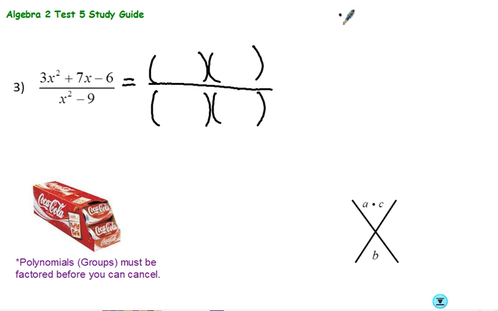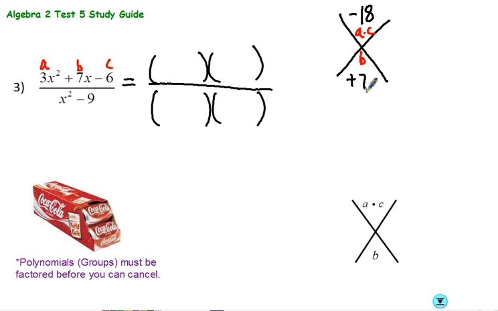So for 3x squared, what I'm looking for is that I'm taking a times c. So here's my a, b, and c. Remember, what goes on the top is a times c, and then what goes on the bottom is the b. Well, a times c would be 3 times negative 6, which would be a negative 18. And what goes on the bottom is the b, which would be a positive 7. And then we're looking for two numbers that multiply to a negative 18 that add up to a positive 7.